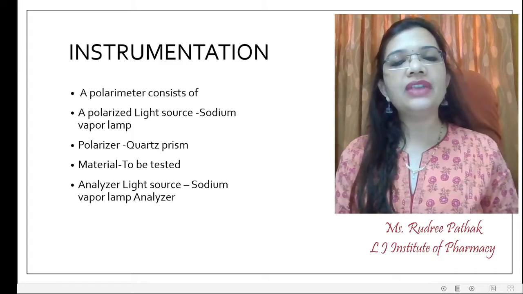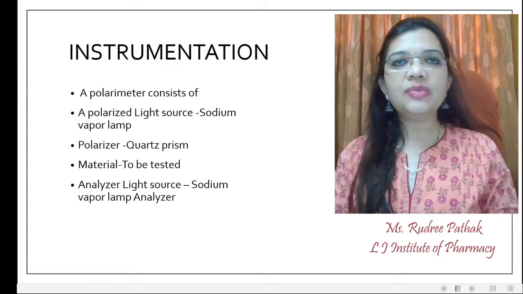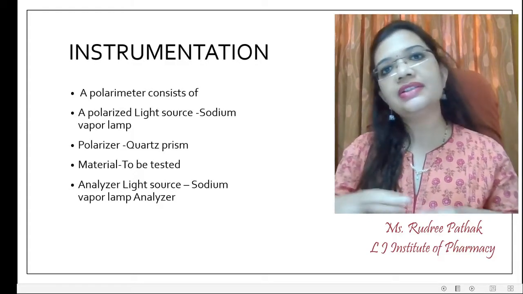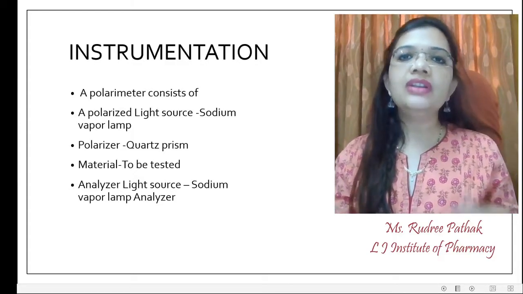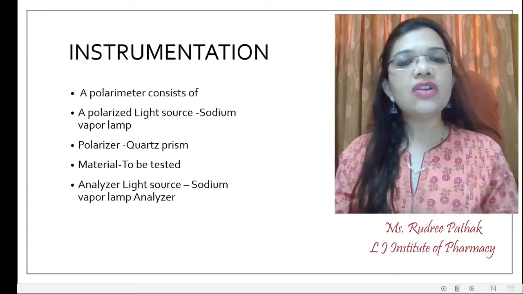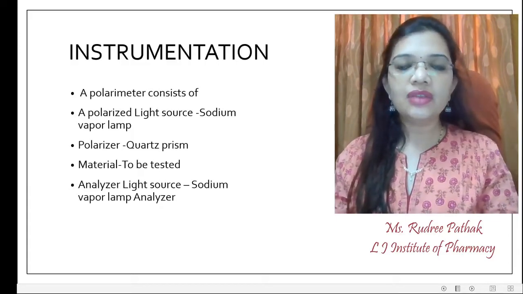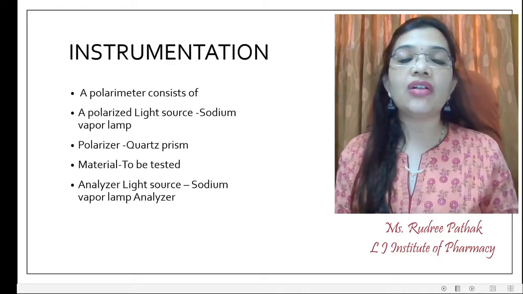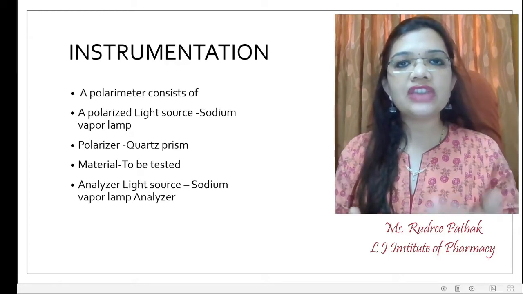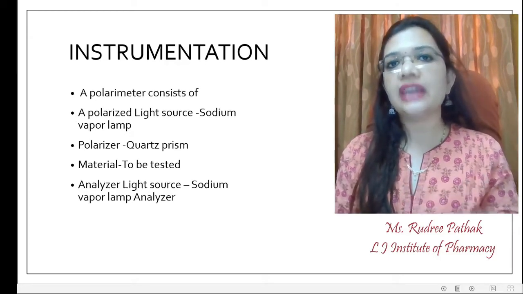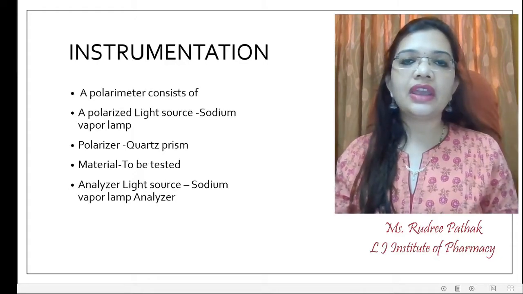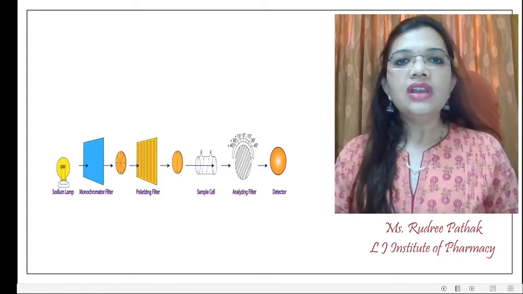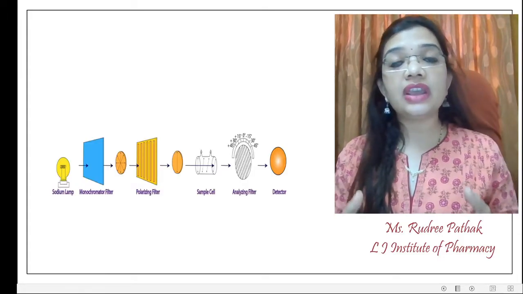Next, we will have a sample whose activity needs to be estimated. That is a cell for placement of our drug solution. And last but not least is an analyzer, with which we can estimate the degree of rotation, or the changes in the plane polarized light. That is an analyzer, and that is again made up of a sodium lamp. So this is how the instrumentation is going to look.